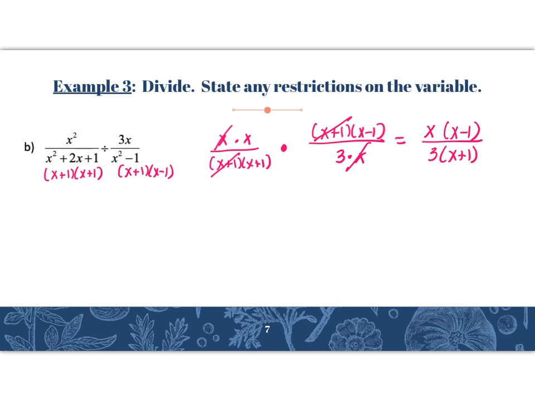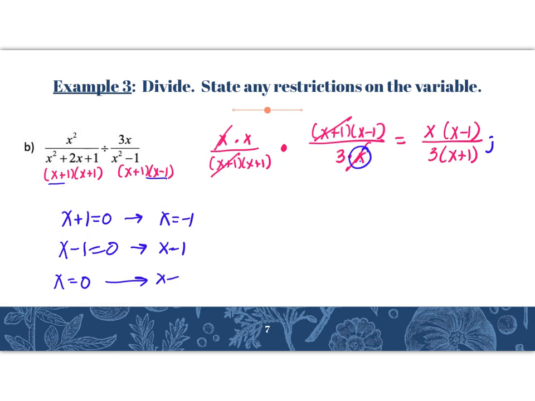And now I have to think about my domain restrictions. So I have to think about all the different denominators I had. So I had x plus 1, x plus 1, that's fine. Repeats, so I need x plus 1 equals 0, x minus 1 equals 0, and then when I flipped it, I had x equals 0. So this gives me what? x equals negative 1, x equals 1, and this gave me x equals 0. So x cannot be negative 1, 0, or positive 1.